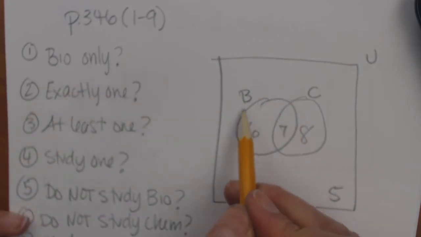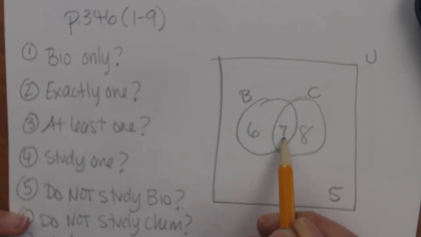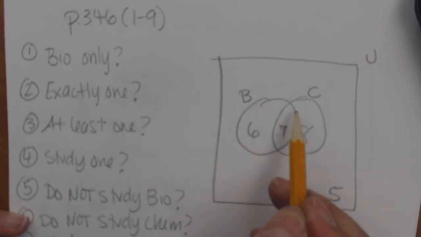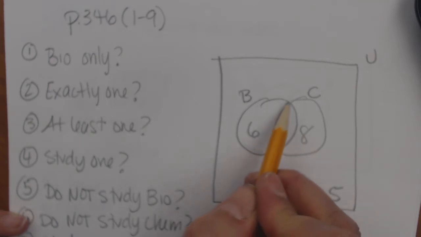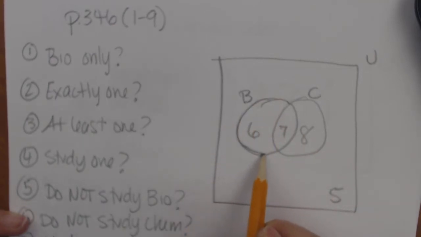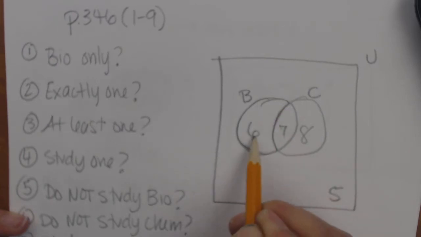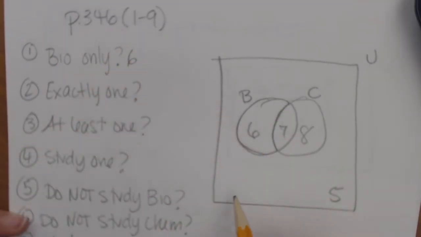So this is the biology circle here. Notice that 7 study biology and chemistry because this 7 is part of both circles. We just want biology only, so we're only looking at part of this circle, which is right here. So biology only is 6 students.